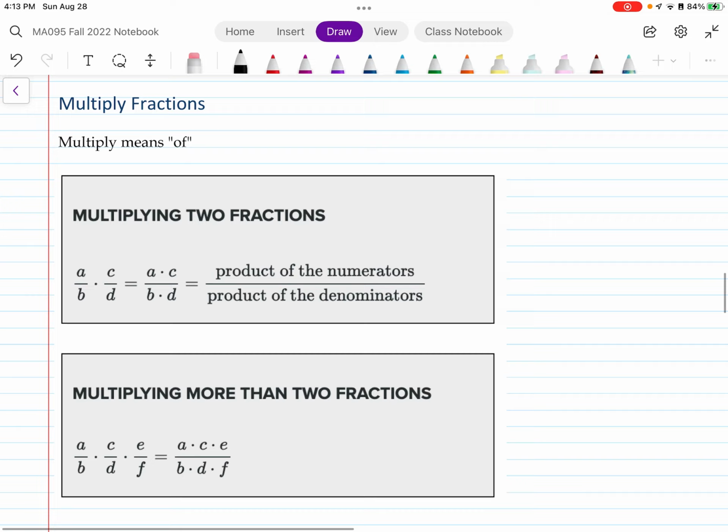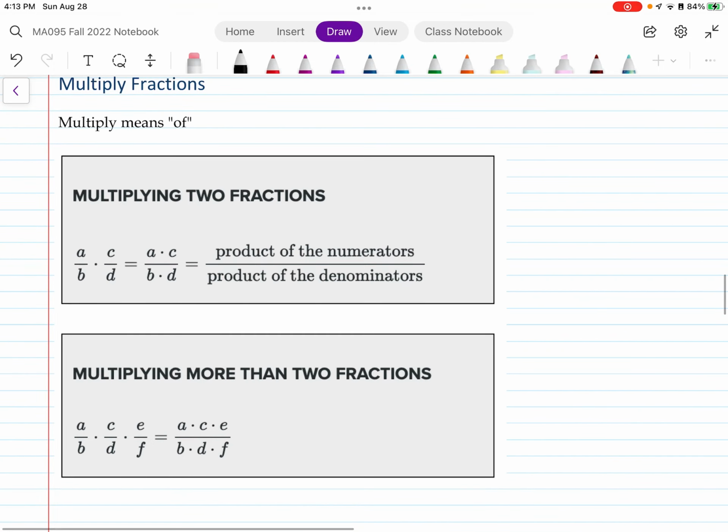Okay, multiply fractions. Multiply means of, another way to say that is when using fractions. When using fractions, if we say 1/4 of blank, that means 1/4 times blank. That's what it means. Okay.